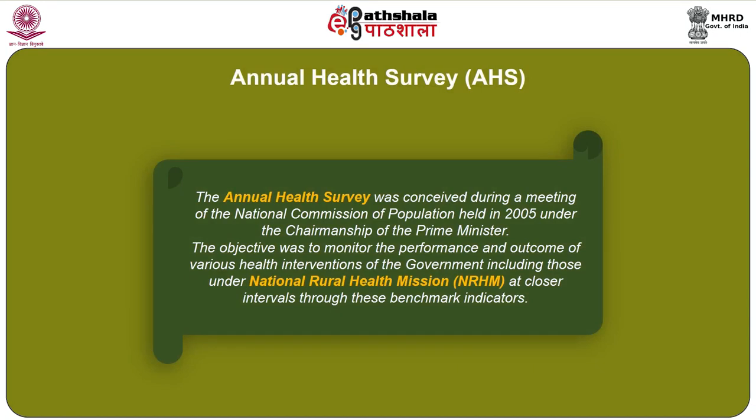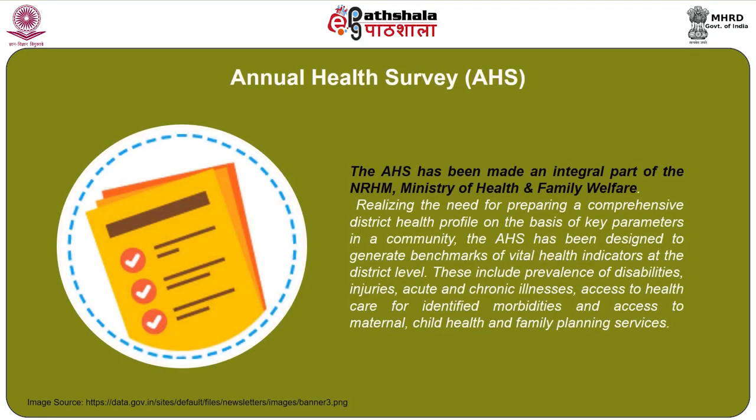The other major source of a survey was on annual health surveys, usually called as AHS. The annual health survey was conceived during a meeting of the National Commission of Population held in 2005 under the chairmanship of the Prime Minister. The objective was to monitor the performance and outcome of various health interventions of the government, including those under National Rural Health Mission NRHM at close intervals through these benchmark indicators. The AHS has been made an integral part of the NRHM, Ministry of Health and Family Welfare. Realizing the need for preparing a comprehensive district health profile on the basis of key parameters in a community, the annual health survey has been designed to generate benchmarks of vital health indicators at the district level.